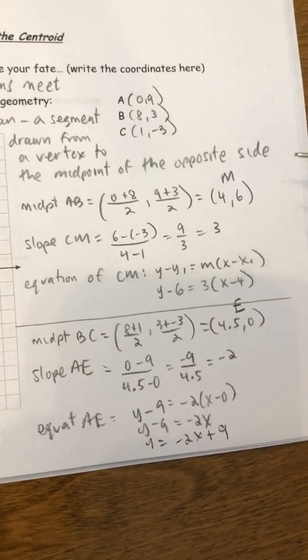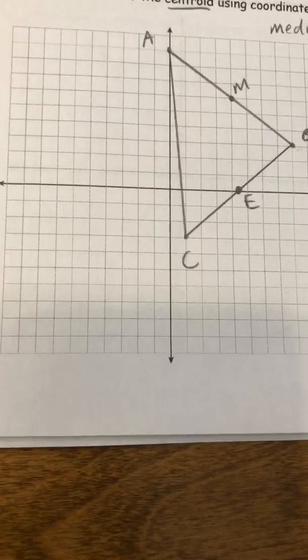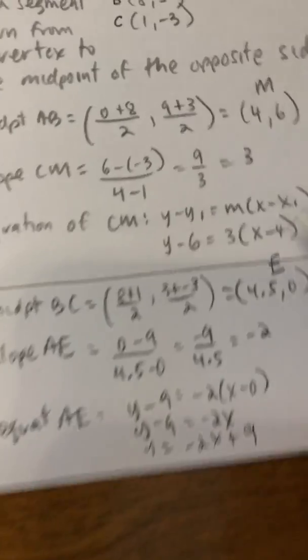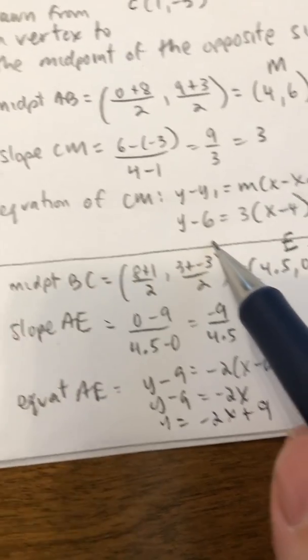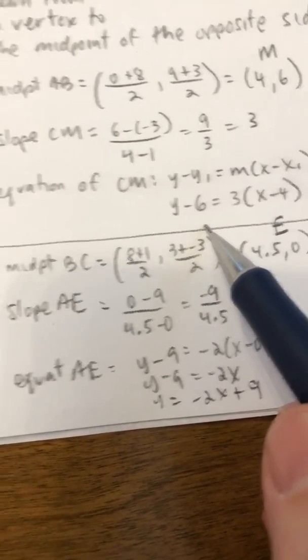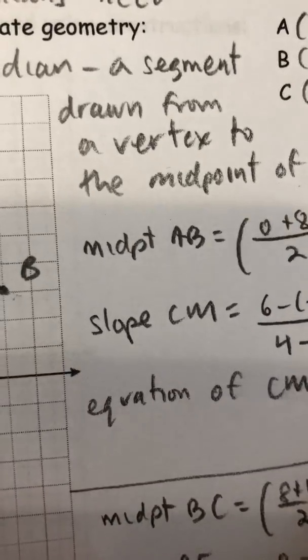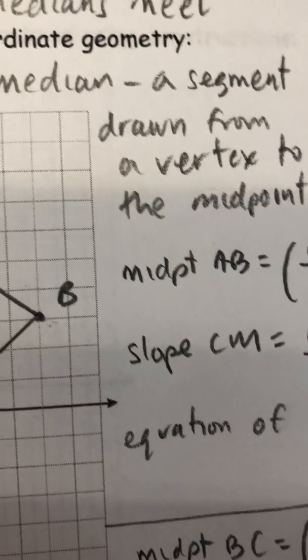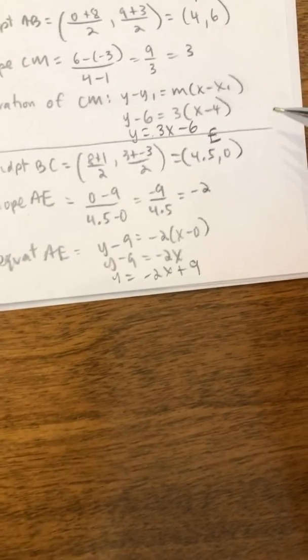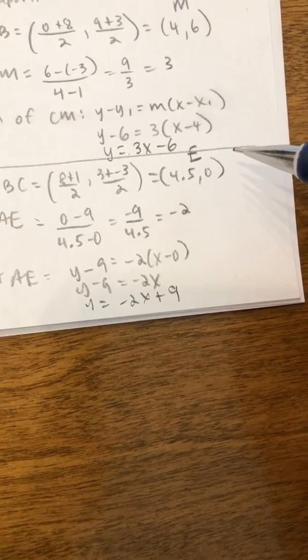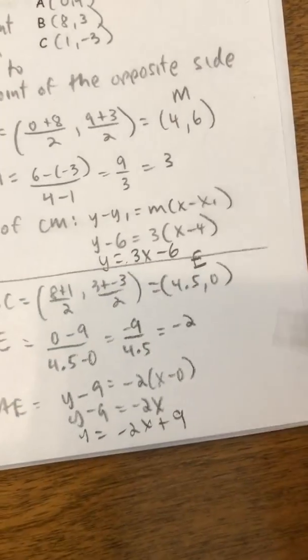Okay. So now I'm going to use the two different equations. I'm going to convert this one into y equals mx plus b as well, and it ends up being y equals 3x minus 6. So I have y equals 3x minus 6, and y equals negative 2x plus 9.